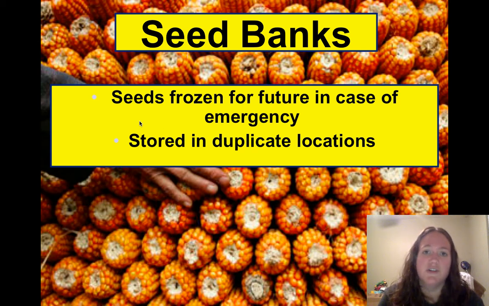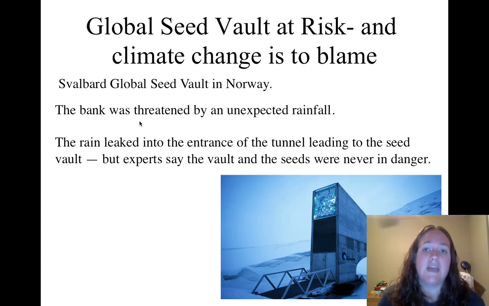And they're stored in a bunch of different locations. This is kind of the idea that, if some big tragic apocalypse, maybe the zombie apocalypse or something like that happens, we will have these seed banks so that we will be able to grow things again. And here's an actual seed bank. This one is in Norway. It's a vault that has a lot of different seeds in it.